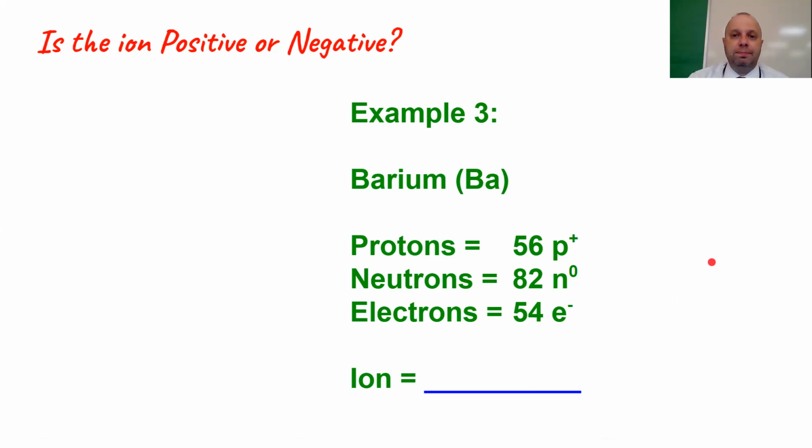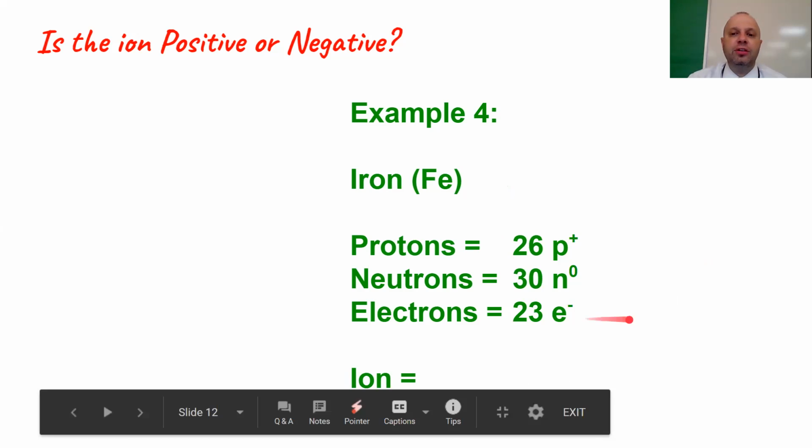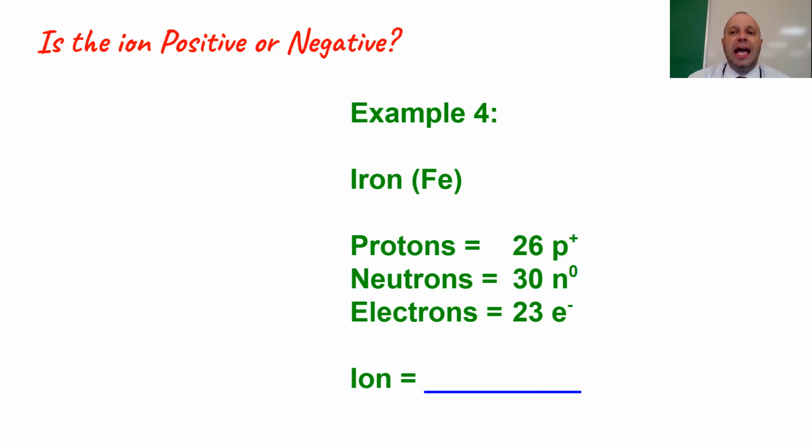Okay, the next part. We are going to look at iron. Iron is going to be our last example. We have 26 protons here. We have 23 electrons here. So because we have more protons than we have electrons by 3, we're going to end up with a positive charge. And that charge is in fact going to be +3 because we have 3 more protons than we have electrons. All right, so let's take a look at the assignment that I'm asking you to do.